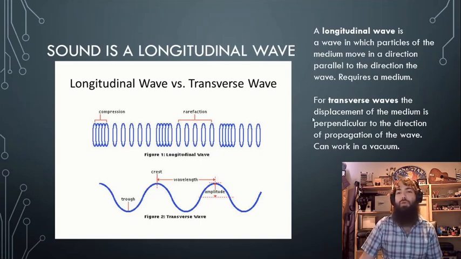Alternatively, a transverse wave, that's kind of like waves in an ocean or even a light wave. They're going to displace the medium. With a transverse wave, the displacement of the medium is perpendicular to the direction of propagation of the wave. So it can work in a vacuum. We can think of a wave in the ocean. It's going to have these crests and troughs. They're going to go up and down because it's displacing the medium, being water.